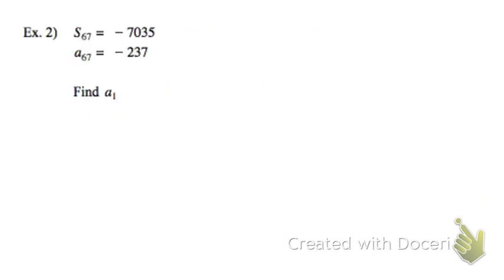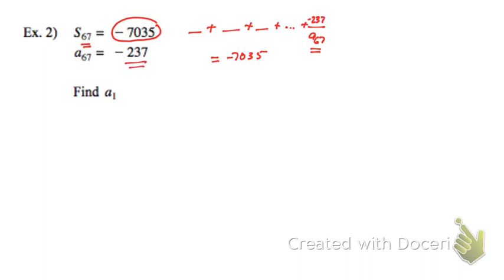Let's say we have a sequence and we add up 67 terms. So we add 67 numbers together. You wouldn't want to punch those into your calculator. You'd have to take your calculator 60 some odd times and come up with negative 7,035. So when we add up all 67 of these numbers, we get negative 7,035. So there are 67 of them. We'll stop when we hit the 67th number, and the grand total is negative 7,035. And we also know what the last number we added was, negative 237.